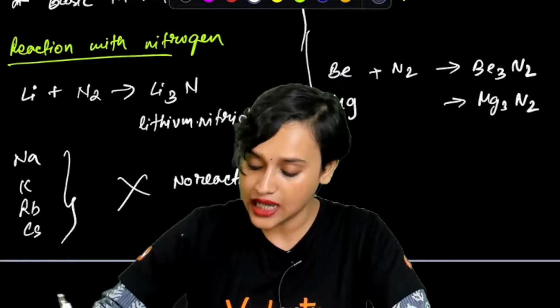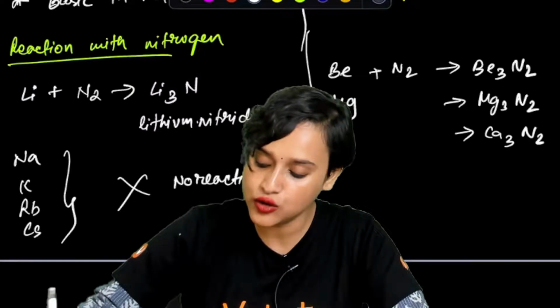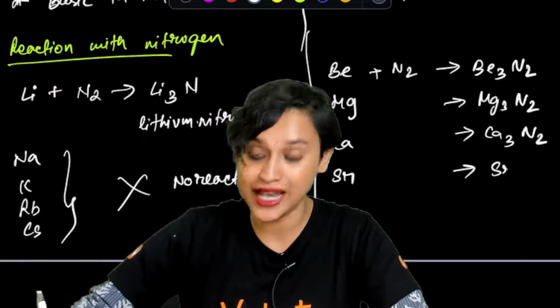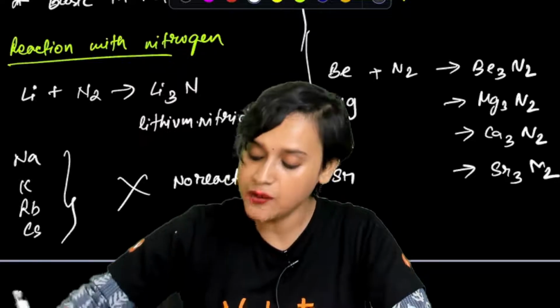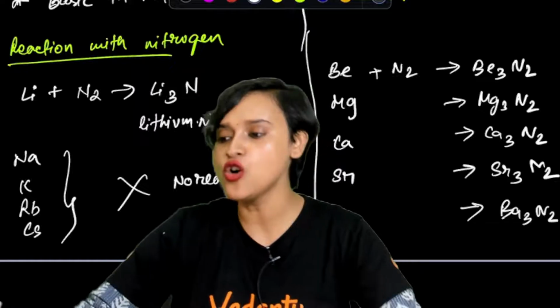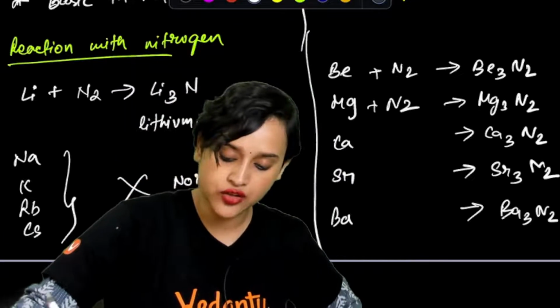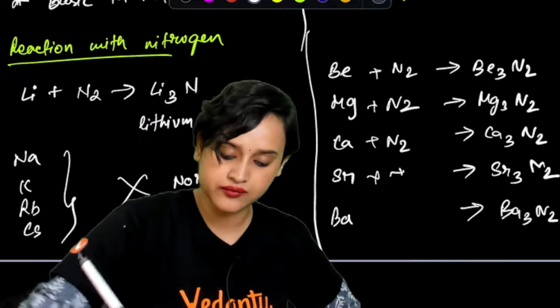The same way, calcium will also form Ca3N2. Am I right? Then strontium will also form Sr3N2. Am I right? Then barium will also form Ba3N2. Clear hai? Oh my God, so much writing work I have to do.